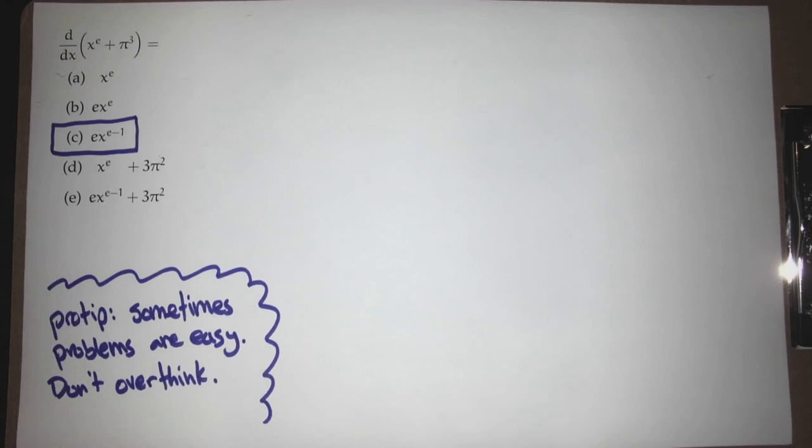And then you say, well, wait a second, I thought the derivative of e to the x was e to the x. And you're right. But do we have e to the x? No. We have x to the e. And so you apply the rule: e x to the e minus 1.